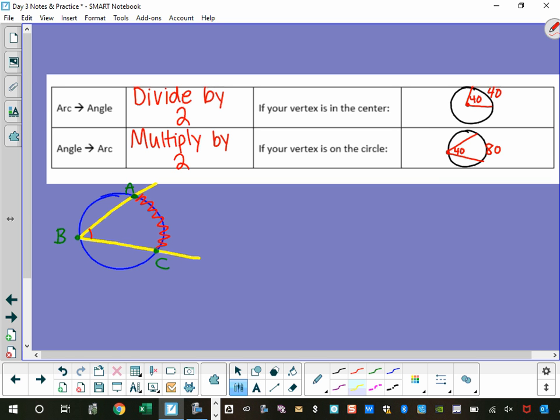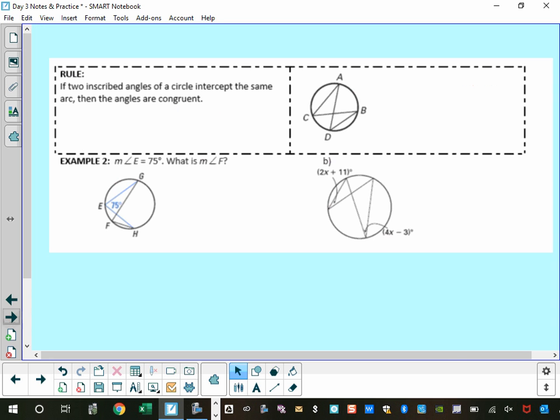That's why I told you guys that this is by far probably the hardest lesson, because there's a lot of vocabulary that you have to know that you have to apply to these circles. Let's go over some rules.